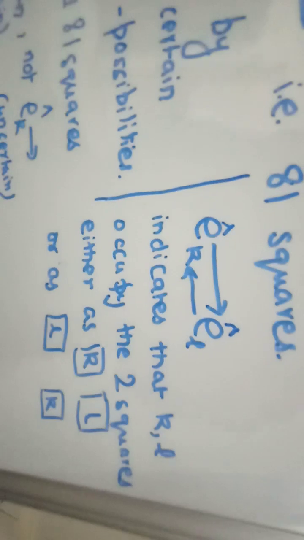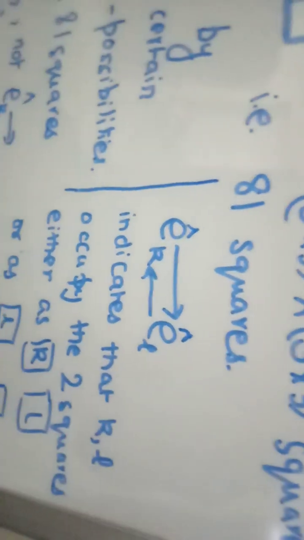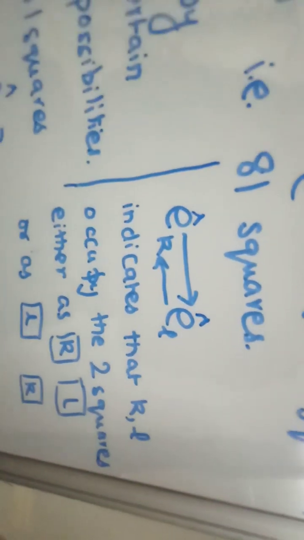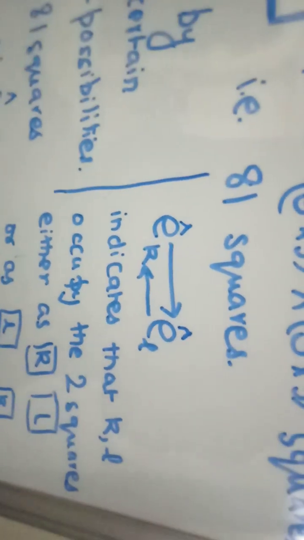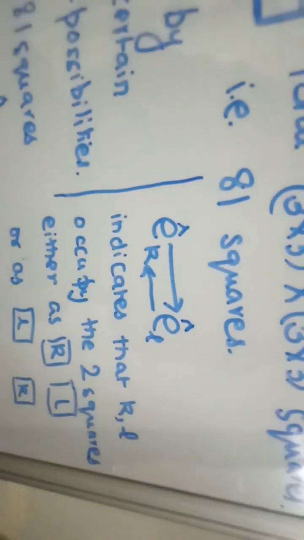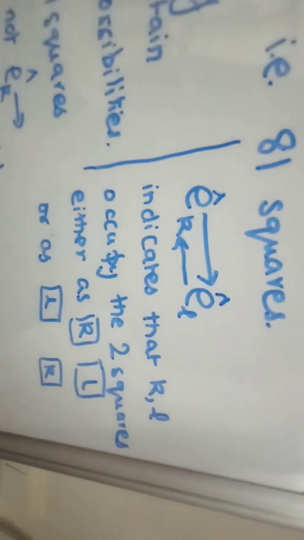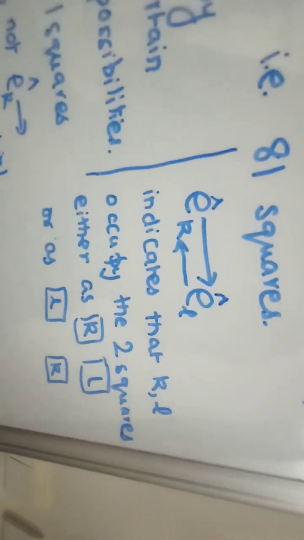Here we will note one thing, that EK hat and EL hat are interlinked with each other. That means in one square there is EK hat with an arrow pointing to another square, and in the second square, there is an EL hat with an arrow pointing to the first square, which indicates that K and L occupy the two squares either as KL or as LK. So this is also another nice observation that we made, and this will help us in playing and filling up the squares quickly.